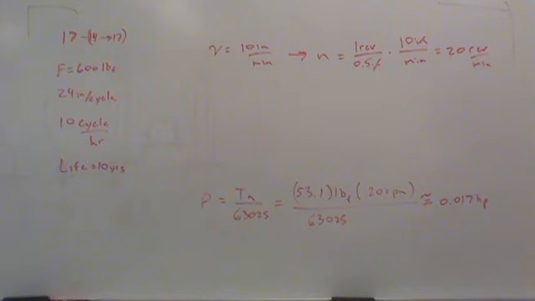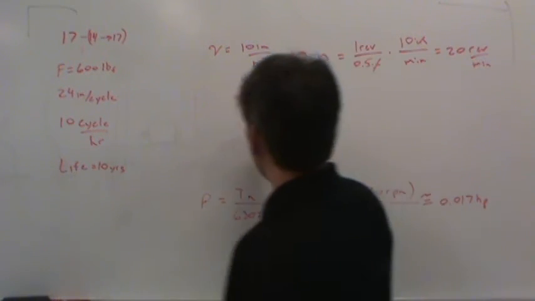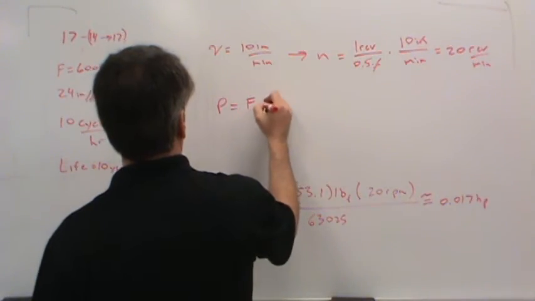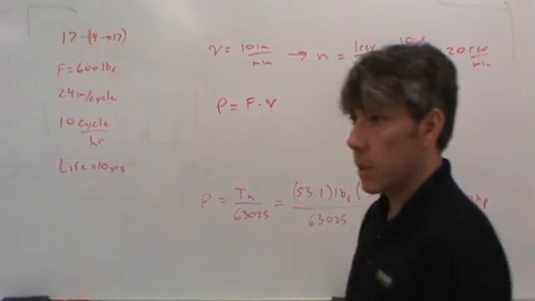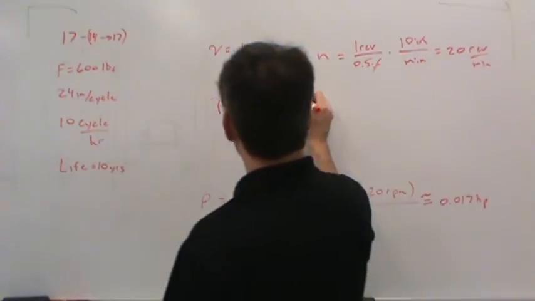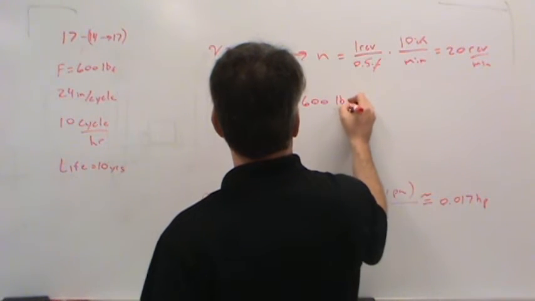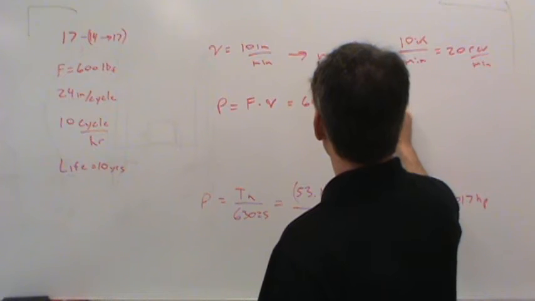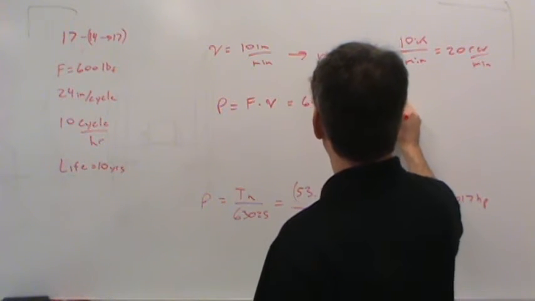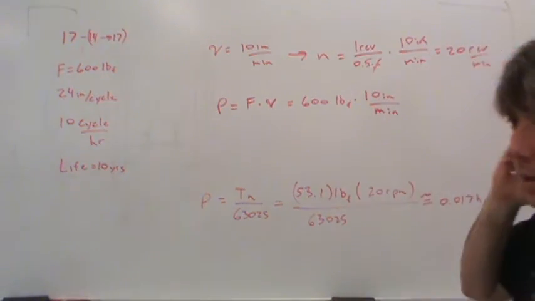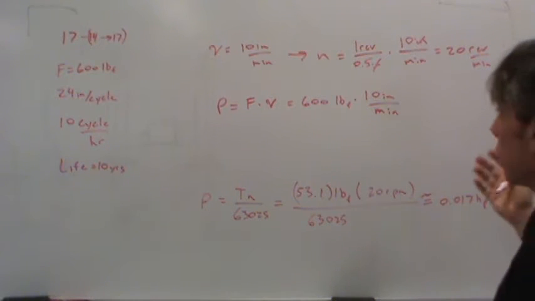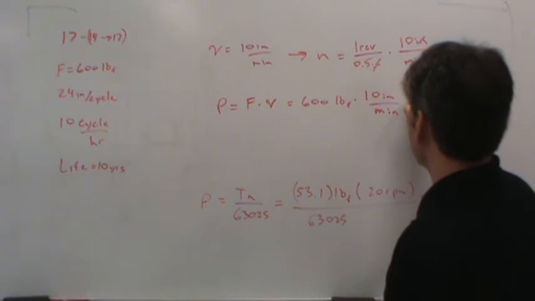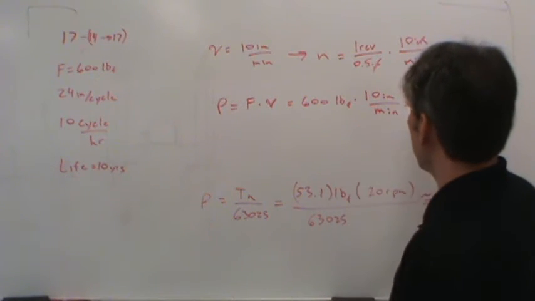Now let's do something else that's not in the book, but that I think will be useful. You could also write power as force times velocity, right? And the amount of force is 600 pounds force. The velocity is 10 inches per minute. Now we're going to need a conversion factor, but it's pretty easy. We can figure this out.